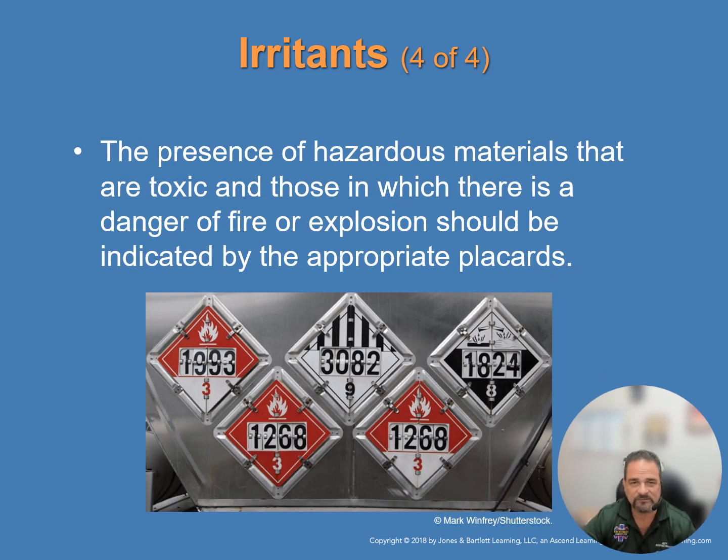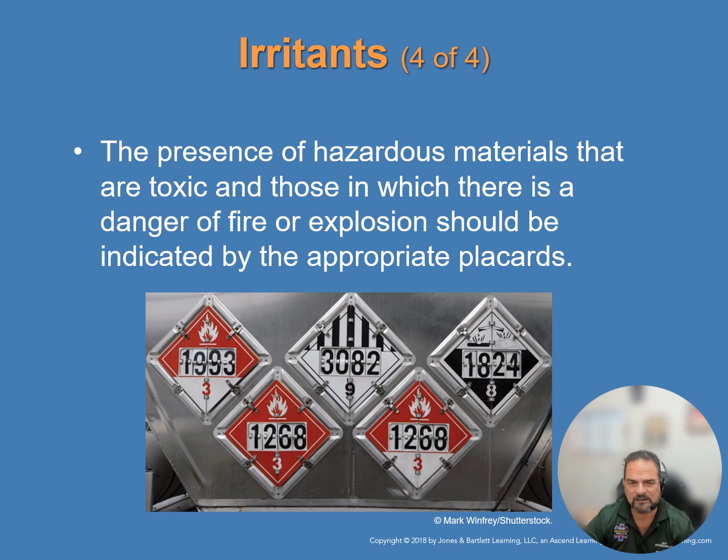So presence of hazardous materials that are toxic can usually be found through the placard system. This is on the back of a vehicle that we're able to determine that there is some kind of gas there. You find this anywhere that has to do with fuel, if it's flammable, anything like that. It's going to be there in the markers or the placards.